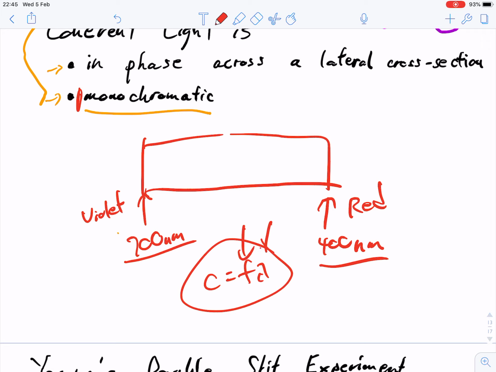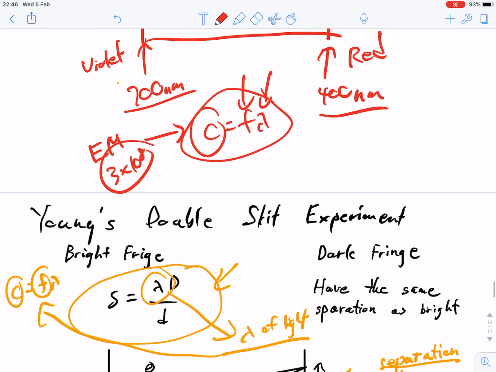So you might be given the frequency of the light, you might be given the wavelength, and if you're working with electromagnetic waves, remember that the speed of light in a vacuum or air is always 3 times 10 to the power of 8. So there's a hidden assumption there that they might throw at you.